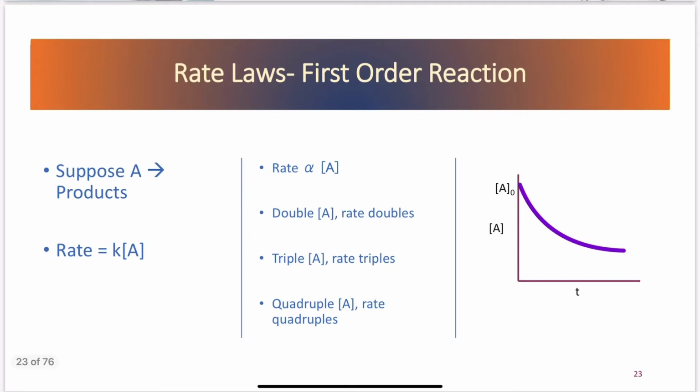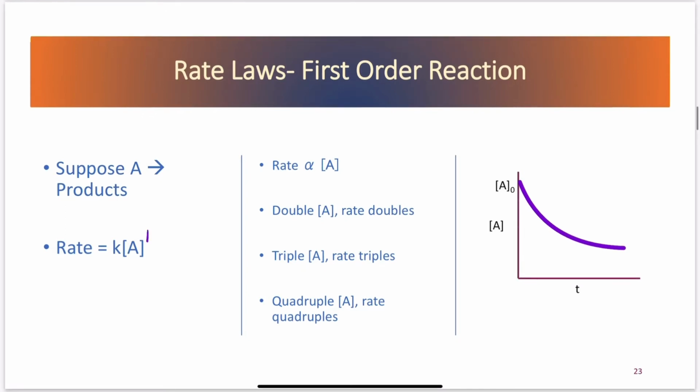So first order reactions. If a reaction is first order, suppose reactant A goes to products. The rate for this would be rate equals k times the concentration of A. Because again, first order means that I have a little implied 1 up here. We just don't write the 1. If it is first order, the rate is proportional to the concentration of A. If I double the concentration of A, the rate doubles. If I triple the concentration of A, the rate triples. If I quadruple the concentration of A, the rate quadruples.